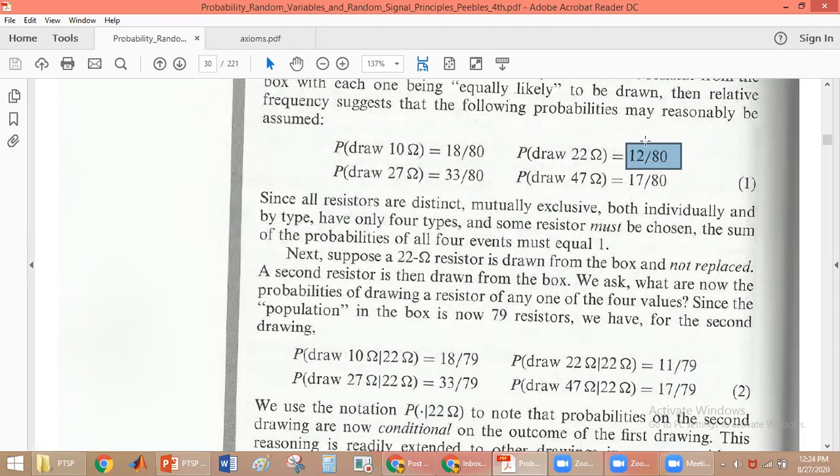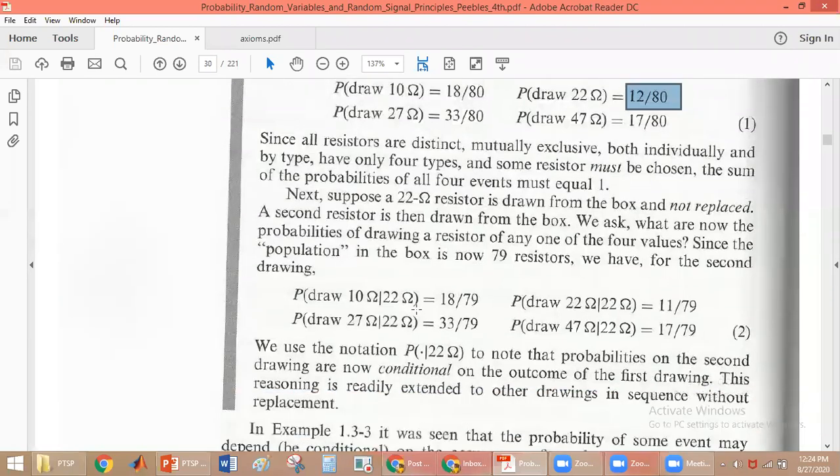Similarly for 47 ohm, because we have not changed the number of 47 ohm resistors, the numerator will be the same, and the denominator will be reduced by 1 because we have already drawn a 22 ohm resistor and not replaced it. That is why it is given like this. In the notation you see here, P of 10 ohm given that 22 ohm is drawn already, the second drawing is conditioned on the outcome of the first drawing.